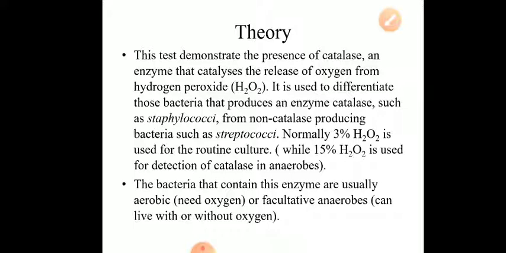Okay, so the test is used to differentiate those bacteria that produce enzyme catalase like staphylococci and non-catalase producing bacteria like streptococci. For this test, normally we use 3% H2O2. Okay, but most of the aerobic and facultatively anaerobic bacteria produce catalase enzyme. But if you are detecting catalase enzyme in anaerobes, you have to use 15% H2O2. But normally for detecting catalase enzyme, we use 3% H2O2 solution. The bacteria which contain this enzyme catalase are usually aerobic, that is, they need oxygen, or they may be facultatively anaerobic.